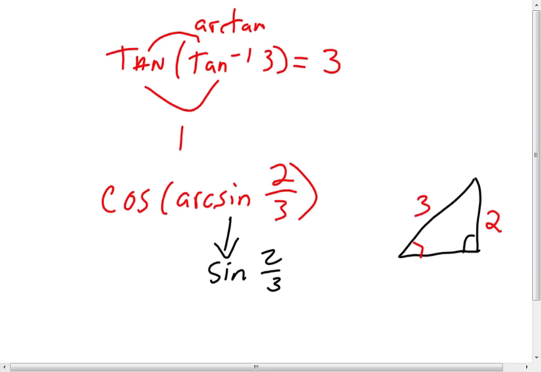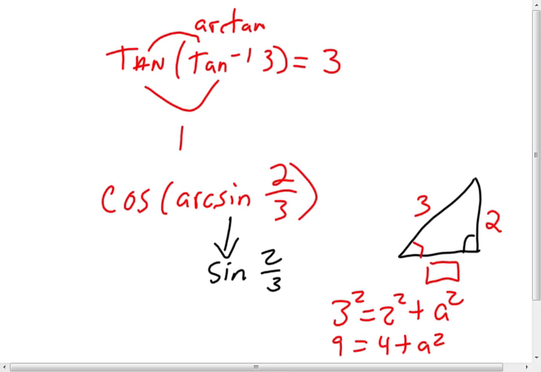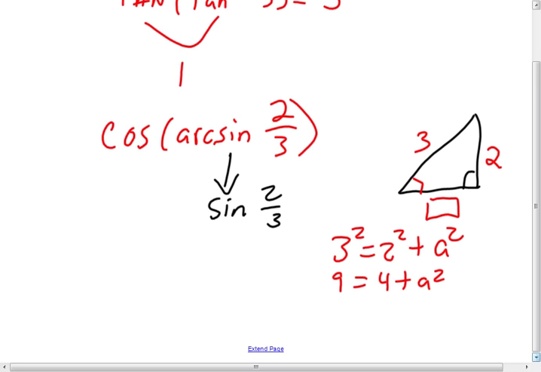So if that's the setup for this triangle, we need to find this missing piece here in order to be able to answer cosine. So we use the Pythagorean theorem since we have a right triangle. So 3 squared is equal to 2 squared plus this missing piece we don't know squared. We'll call it a. So 9 equals 4 plus a squared. Subtracting 4 from both sides, 9 minus 4 equals a squared. So 5 equals a squared. And then taking the square root of both sides, a equals square root of 5. So that side has a value, square root of 5.